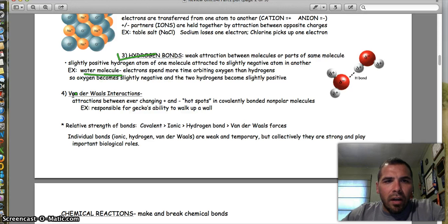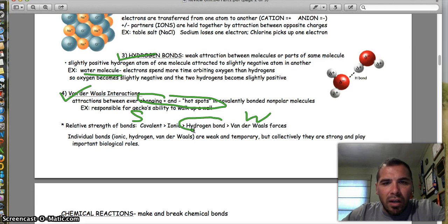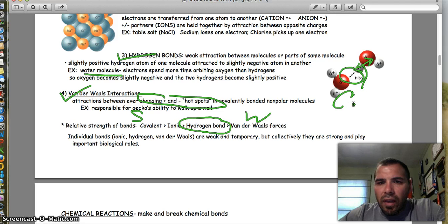Water molecule there. There's our van der Waals, ever-changing positive and negative hotspots. And then here's our relative strength, going from strongest to weakest. Now it's hydrogen bond, depending on what you learn in chemistry. If it's a hydrogen bond, it can be pretty weak. If you look over here at this picture, hydrogen bond here, but within here, the actual water molecule, that is a covalent bond.